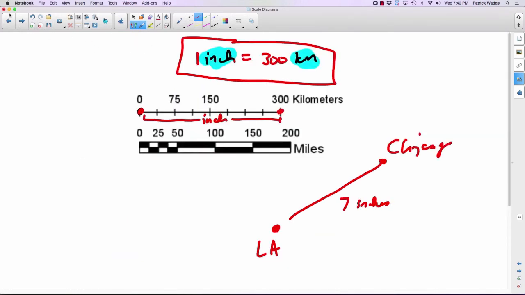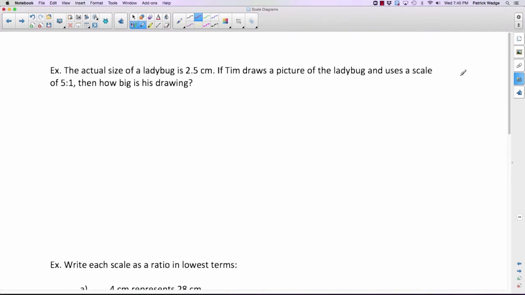What if you're trying to find the length of a drawing? I think in this one, how big is the drawing? So, talking about ladybugs here. Actual size of a ladybug is 2.5 centimeters. I just made this up. It might be completely wrong. If Tim draws a picture of the ladybug and uses a scale of 5 to 1, then how big is his drawing? All right, so remember our formula. Scale equals drawing over real.